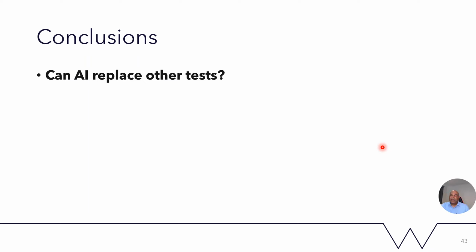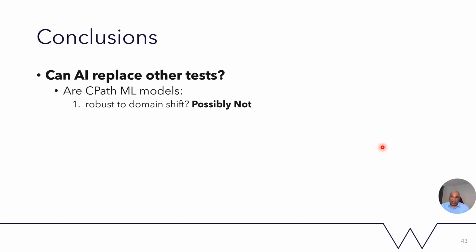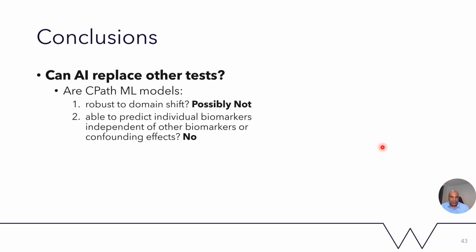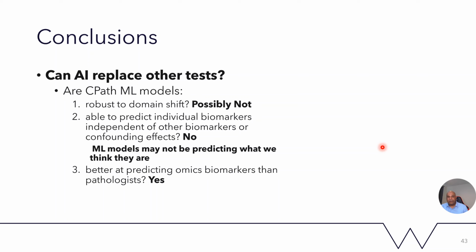So the conclusion is, can AI replace other tests? Are the methods robust? Unless appropriately trained, they may not be robust. Are they able to predict individual biomarkers independent of other biomarkers or confounding effects? The answer is no. And machine learning models may not be predicting what we think they are, so we need to be very careful. And are methods better at predicting omics biomarkers than pathologists? Most of the time, yes, but pathologists aren't that bad themselves.